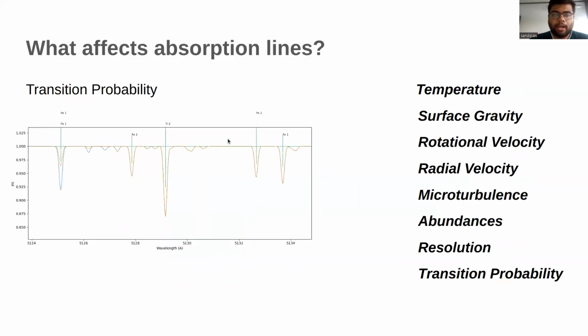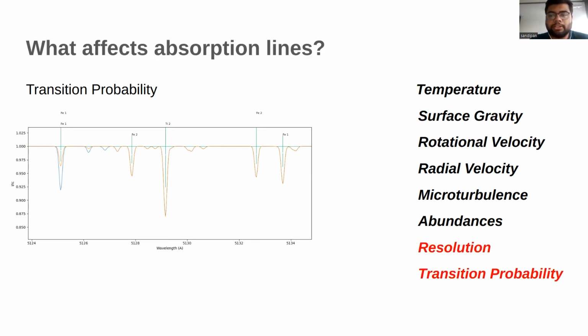Another effect is from the transition probability itself. For each line, the atoms which are present have a specific probability of transition between two energy levels. It is not one. And the transition between two energy levels has a specific probability associated with it. If you increase that probability, then the line strength will increase. If you decrease the probability, it will decrease.